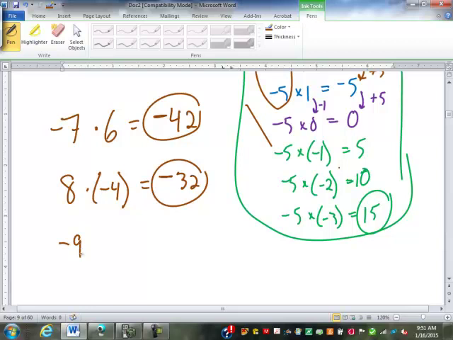How about negative 9 times a negative 5? Positive or negative? Positive. 9 times 5 is 45.